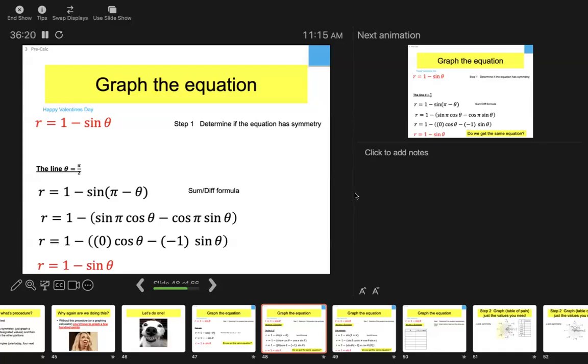By the way, every time you do this test for symmetry, guess what you're going to have every single time? You're going to have a difference. It's always going to be either sine or cosine or tangent. You're always going to have a difference because you're always throwing in pi minus theta. So it's always going to be one of those three difference formulas. Well, let's see. What's the next test?